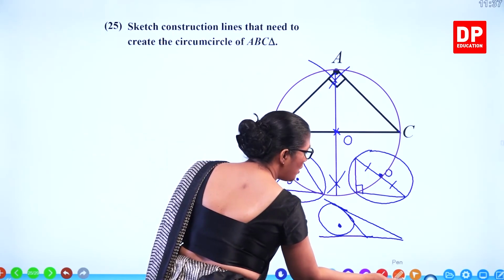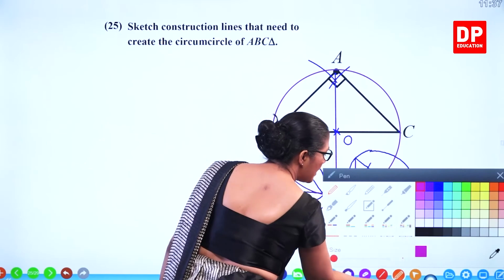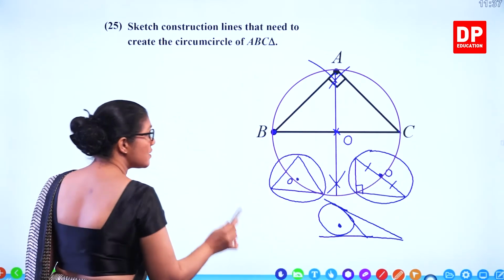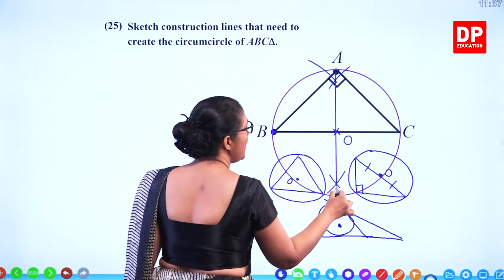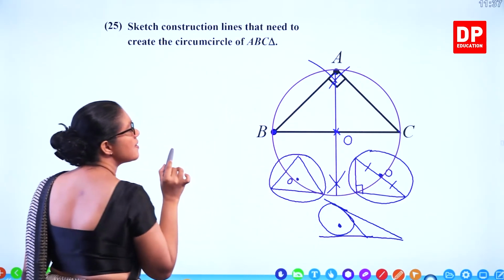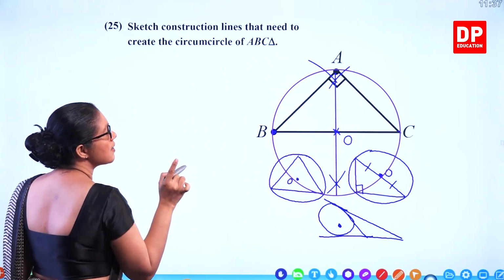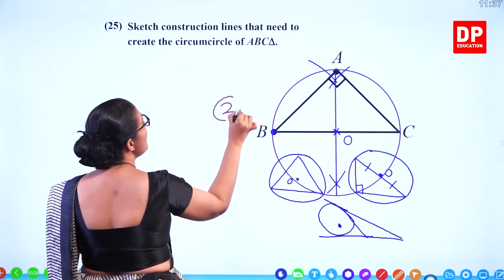Here you don't need to draw accurately because they are asking just for a sketch. So you can just sketch the perpendicular line and show that this is the center of the circumcircle. So 2 marks for that.